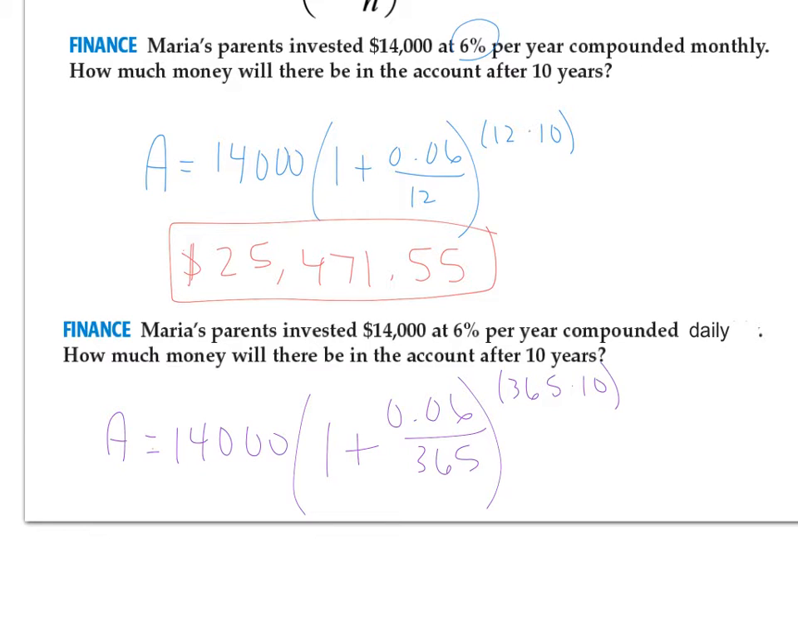I will go ahead and type in my calculator, and I get $25,508.41. Now please make sure you know how to type that into your calculator. And this makes sense that we should have more money because if you're compounding on that money daily, more times than monthly, you should end up with a larger amount of money after that compounded for 10 years.